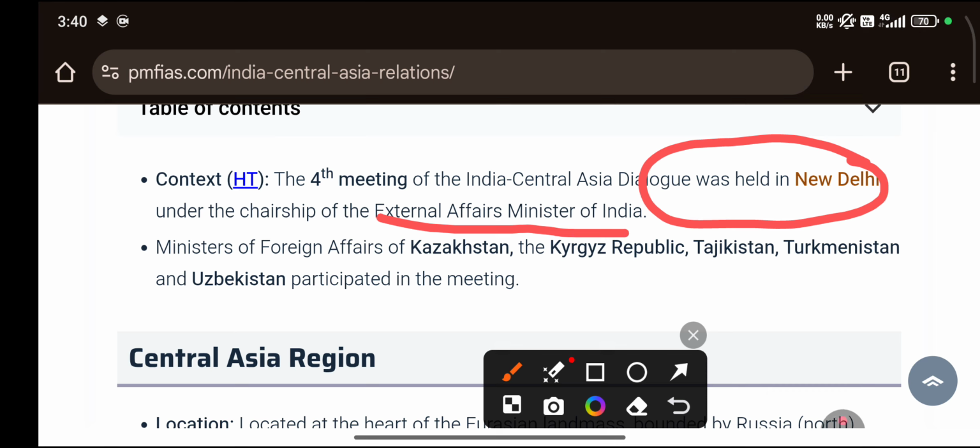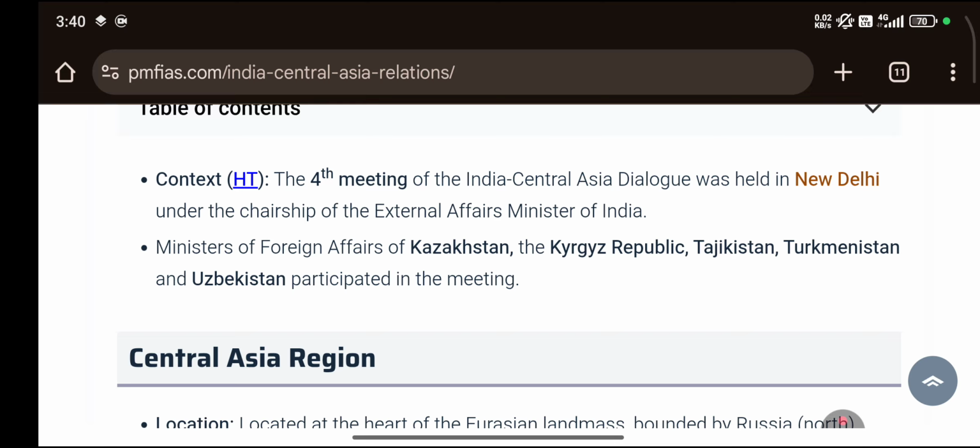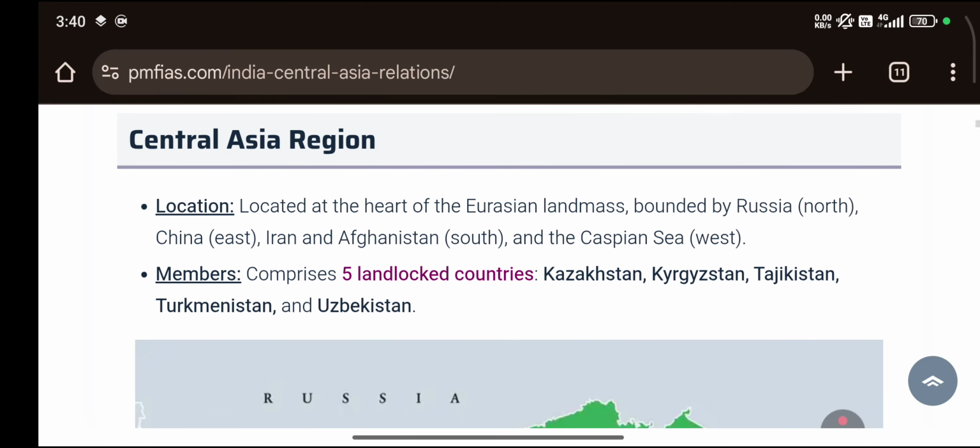And who participated, or who was present at the meeting? It was the Foreign Affairs Ministers of Kazakhstan, Kyrgyz Republic, that is Kyrgyzstan, Tajikistan, Turkmenistan, and Uzbekistan. Basically, ministers of all five Central Asian countries were present in the meeting, which was held in New Delhi and which was presided by the External Affairs Minister of India, S. Jaishankar.